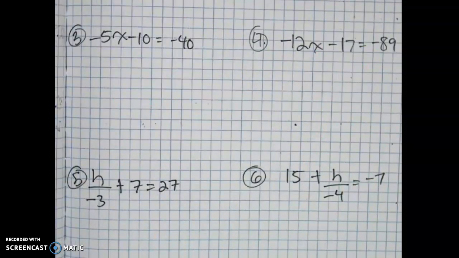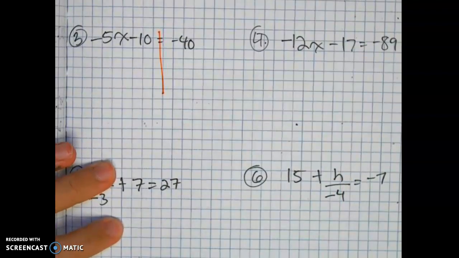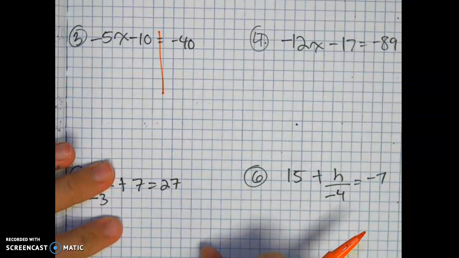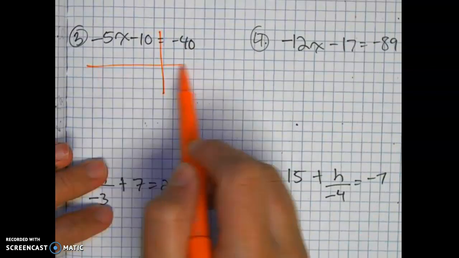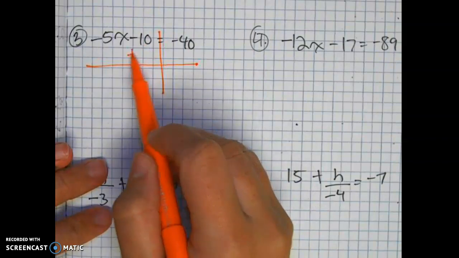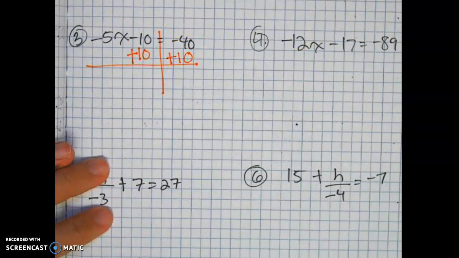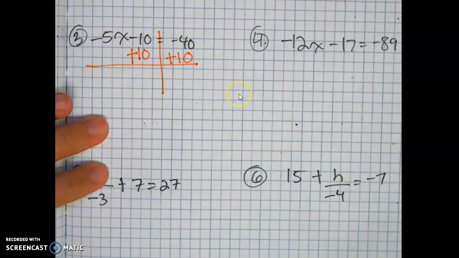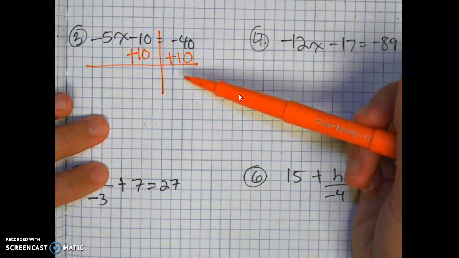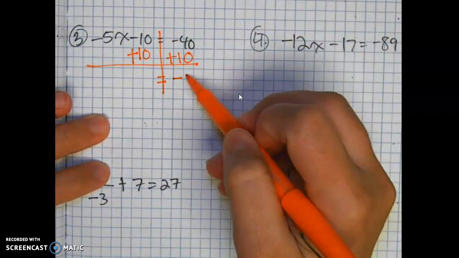All right, let's do 3 and 4. Draw your line. First step, get rid of any number essentially without a variable, because we're trying to solve for the variable, right? So I'm going to do the opposite of negative 10, or minus 10, which would be a plus 10 to both sides. So solve that out and see what we get. Since I owe you $40 and I only give you 10, I'm still going to owe you money. So I'm going to owe you $30.